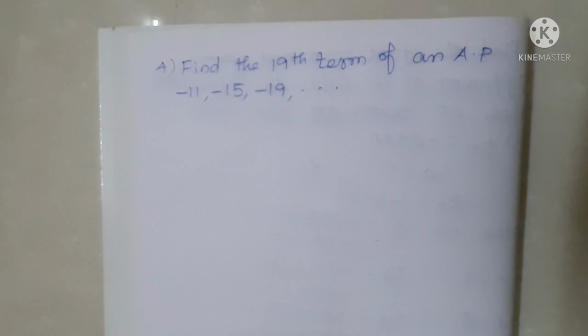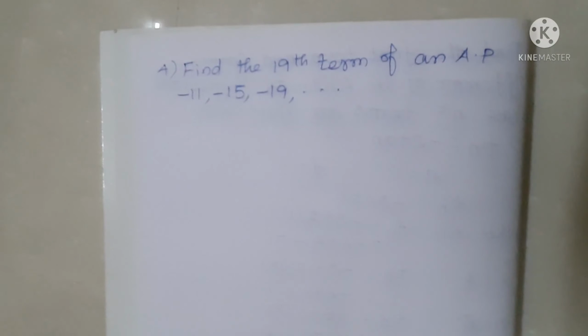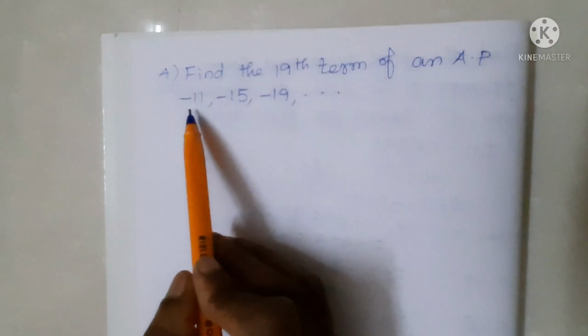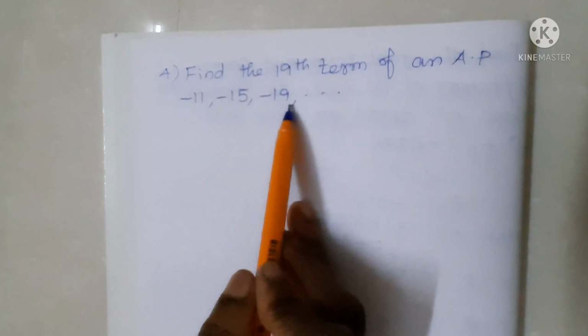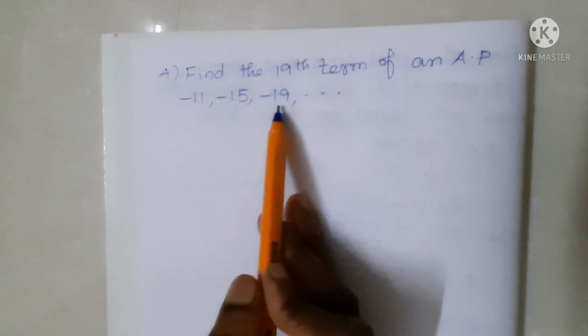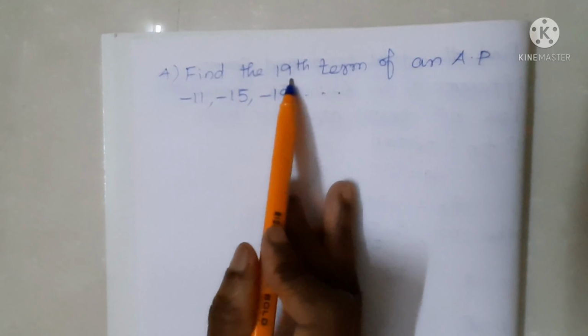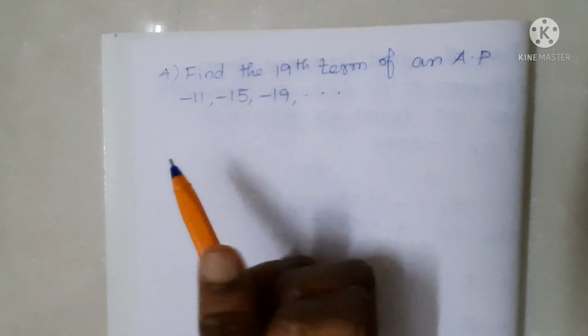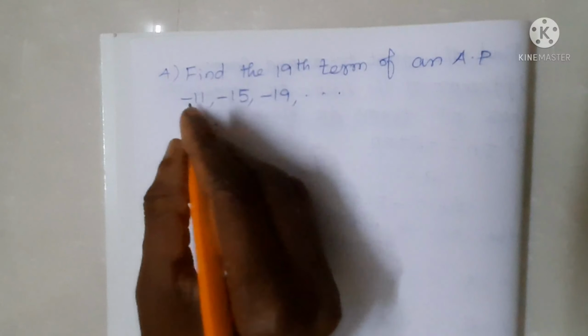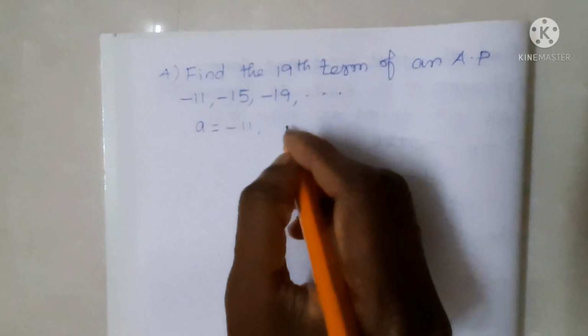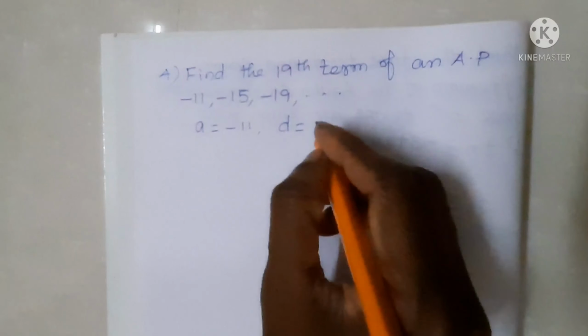Next fourth sum. Find the 19th term of an AP: minus 11, minus 15, minus 19. So 3 terms are given, T1, T2, T3. You should find the 19th term. So from that you should find what is A. A is the first term, that is minus 11. Then next you find the common difference, that is D.